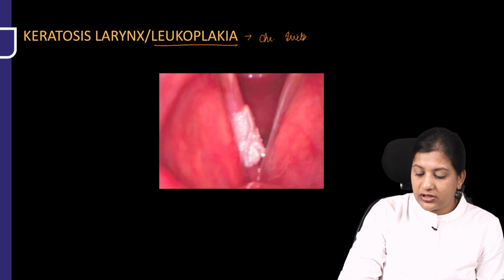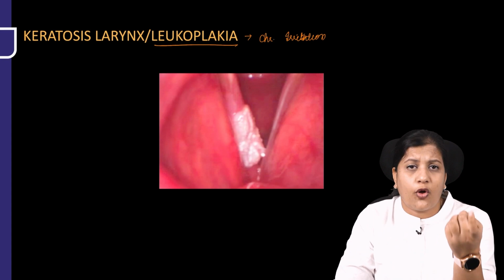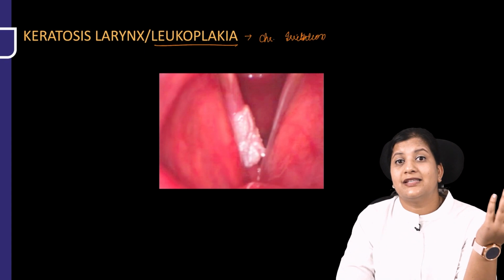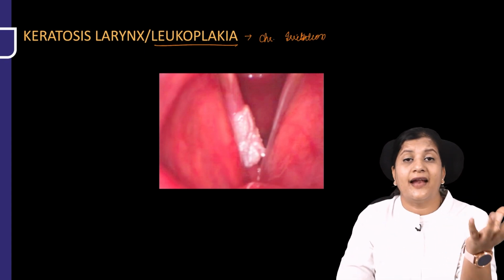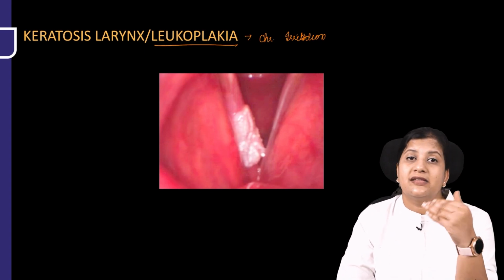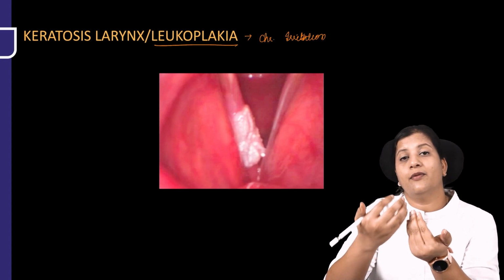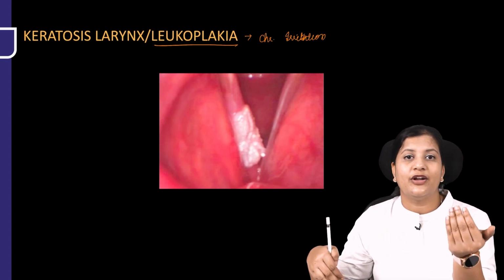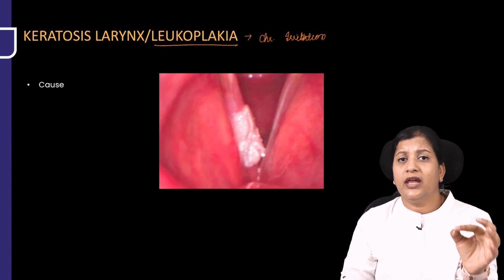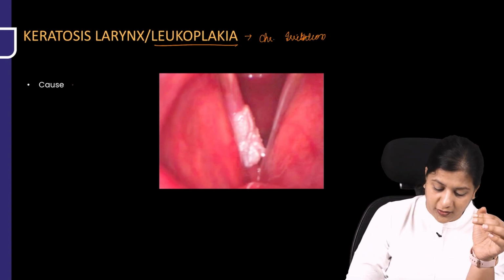This chronic irritation can be because of excessive voice abuse, it can be because of smoking, it can be because of tobacco chewing, it can be because of any irritant, exposure to gases, fumes, occupational, all of that can result in chronic irritation. So whenever there is a chronic irritation, there is transformation of the epithelium. So initially there will be leukoplakia, then it can progress to carcinoma in situ and then into invasive carcinoma. So what is the cause of this? Smoking is one of the most common causes of keratosis larynx, also called leukoplakia of the larynx.